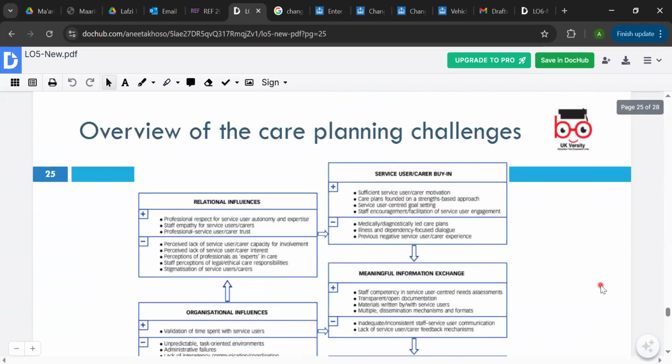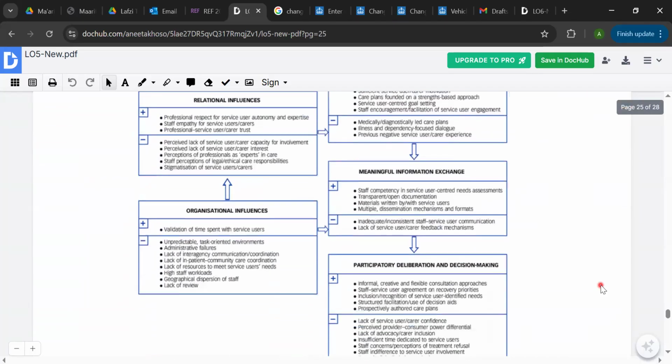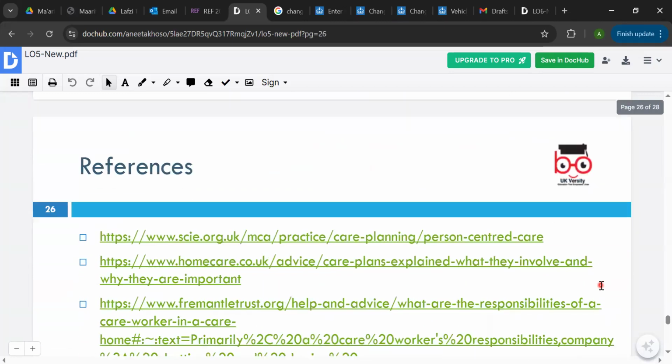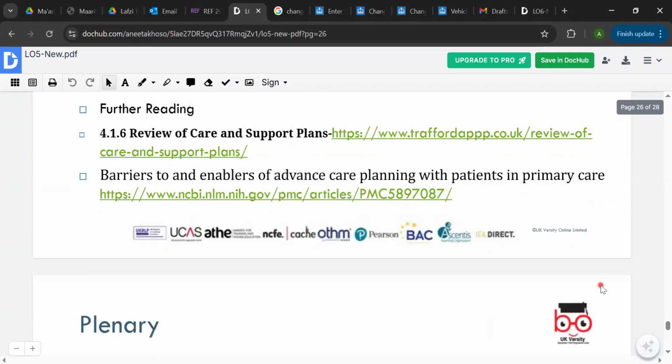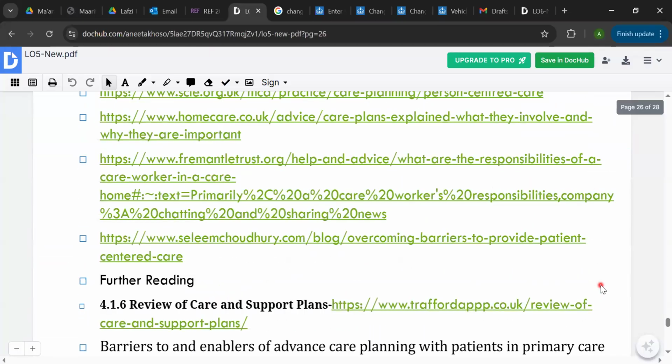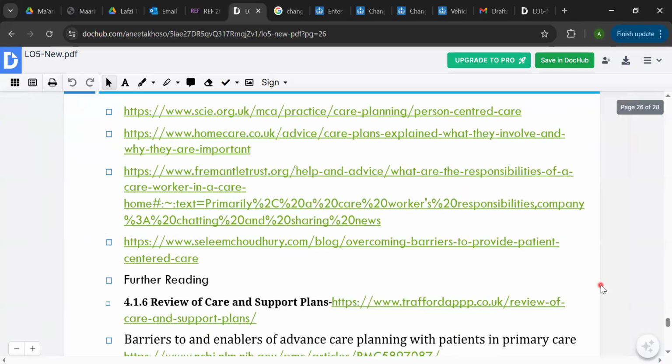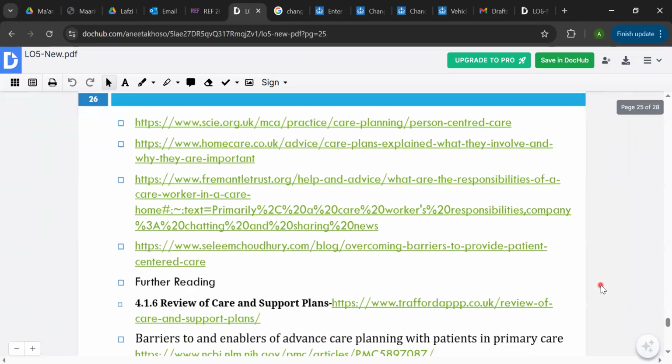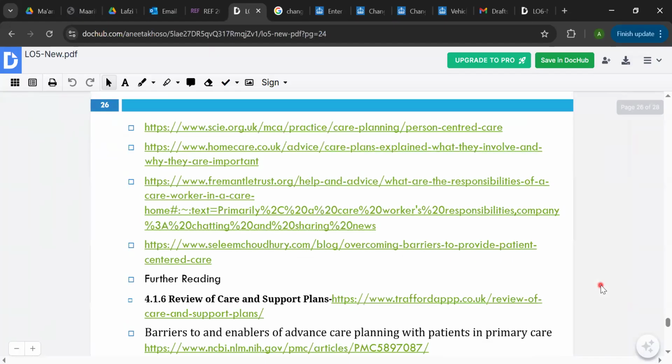This is an overview of the challenges. We've talked about these challenges in detail. These are some of the references that you could follow. Any questions related to this fifth learning outcome? Does anyone have any questions before we move on to the last learning outcome? No? If you have any questions, feel free to write in the chat box. I'm happy to take them.